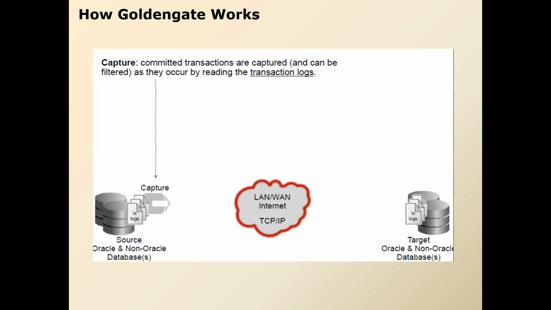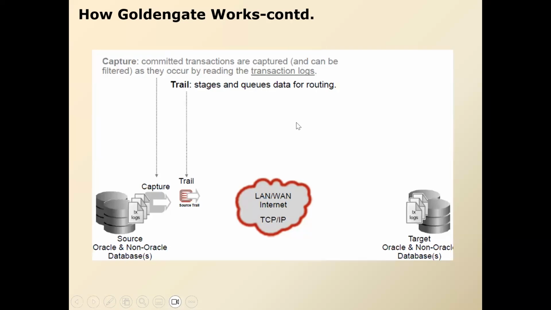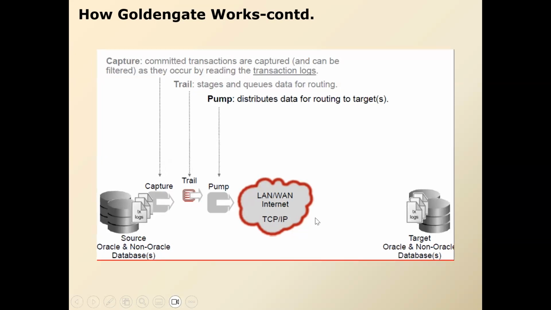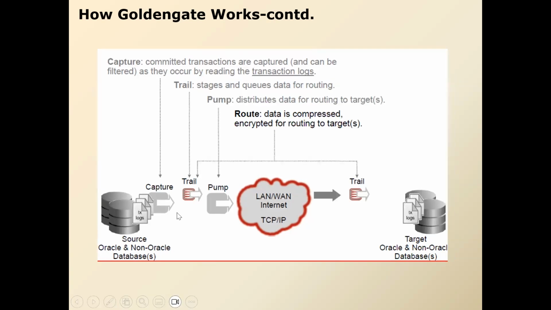Once those transactions are captured, it writes them to trail files on the local machine, which are called local trail files. Once the transactions are written into the local trail file, the GoldenGate data pump process reads the data out of your local trail, sends it over the TCP/IP network, and writes it to the remote trail on the target.